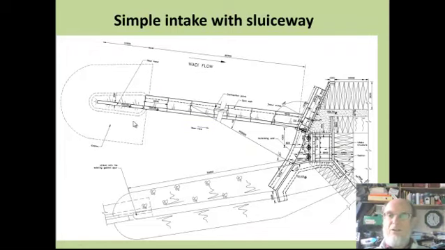Here's an actual drawing of a similar structure with the armoured spur. This can be built as a spill weir, probably protected by gabions over part of the length here, so an excess flow can spill back out into the wadi. We've got a sluiceway here. We've got a gated canal intake.